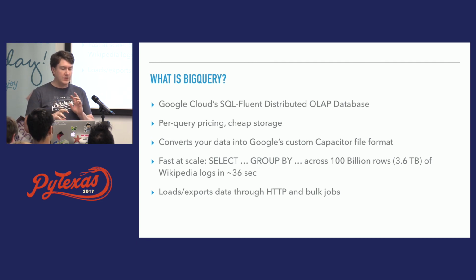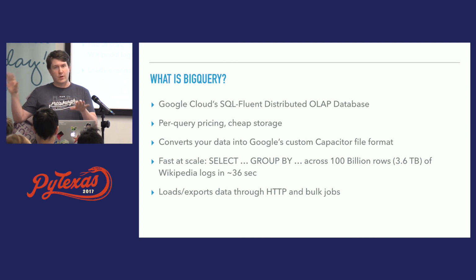Under the hood, it uses Google's Capacitor file format, which I think they have a white paper about. Basically, you give them your data. They divide it up into chunks. They look at every chunk, and they run some machine learning algorithms against it and figure out the most efficient way to store it for querying. And then they store some metadata about it elsewhere. And they distribute it across a bunch of machines so that your query can then be compiled and run across a bunch of machines. And it is fast at scale.